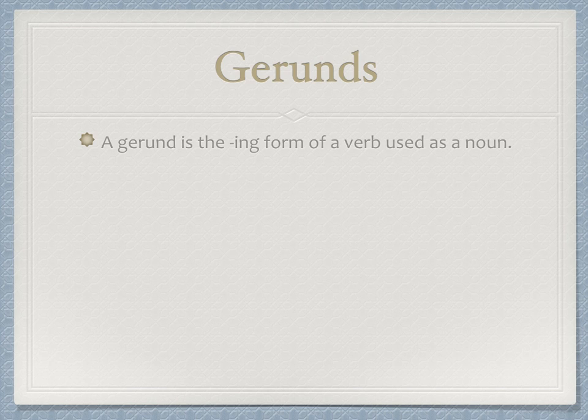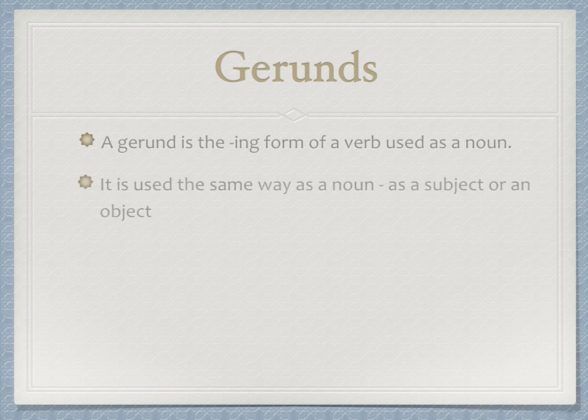Most of the time, when we think of an ing form of the verb, it's in a progressive tense, present progressive or perfect progressive. But it can also be used as a noun, and when we use it in that way, it's called a gerund. It's used exactly the same way as you would use a noun. You can use it as the subject of a sentence, or as an object, either the object of a verb or the object of a preposition.